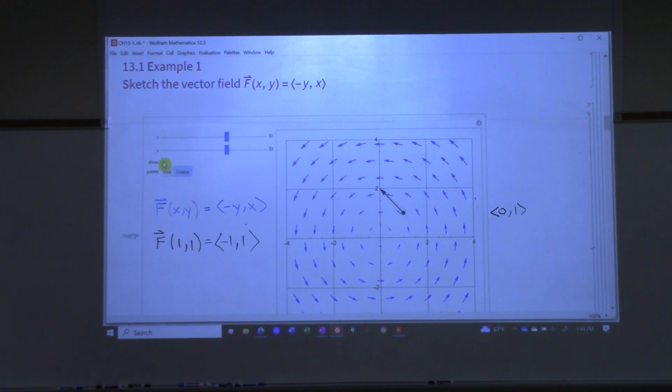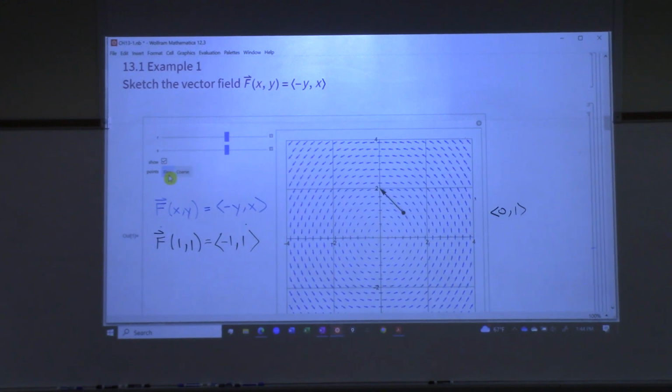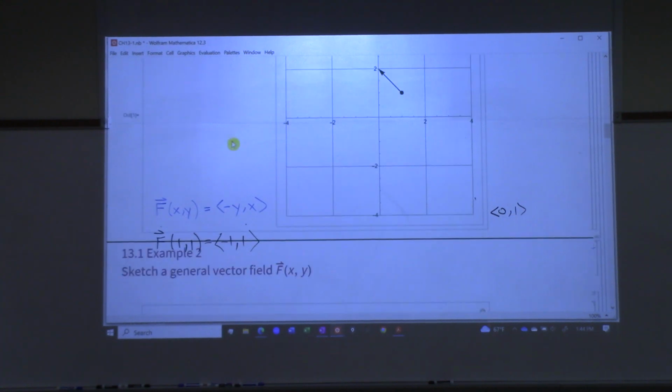I can make up a completely different one. Any questions about this one? I have more vectors. That's just more vectors in there, okay? It just looks the same. You can see the same characteristics.